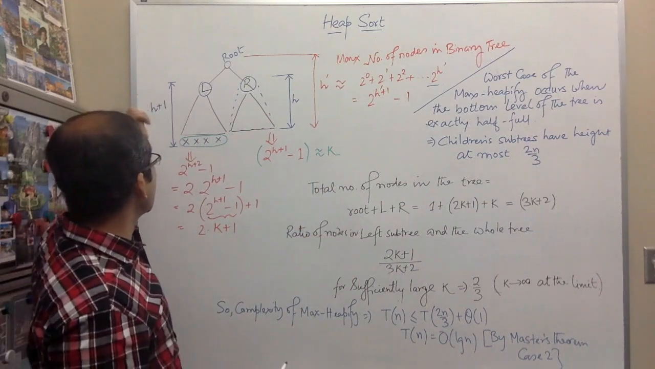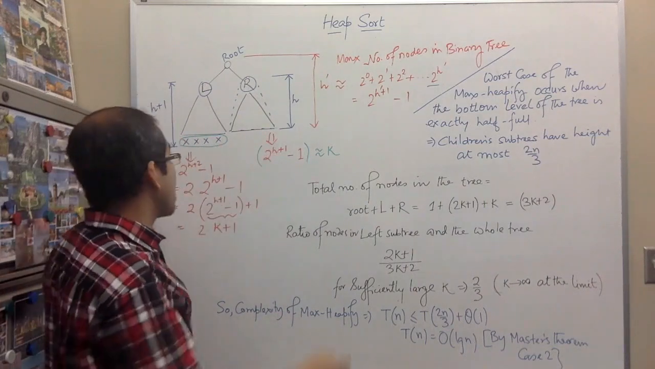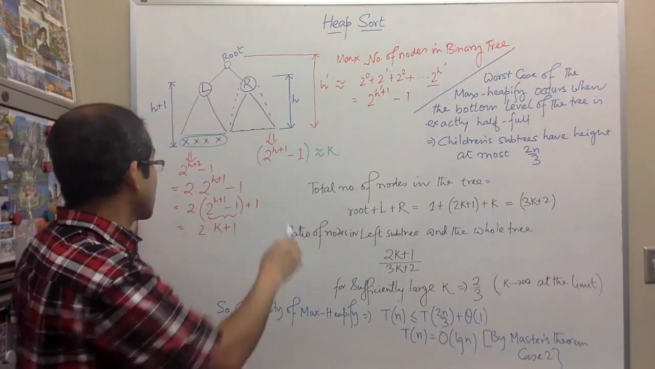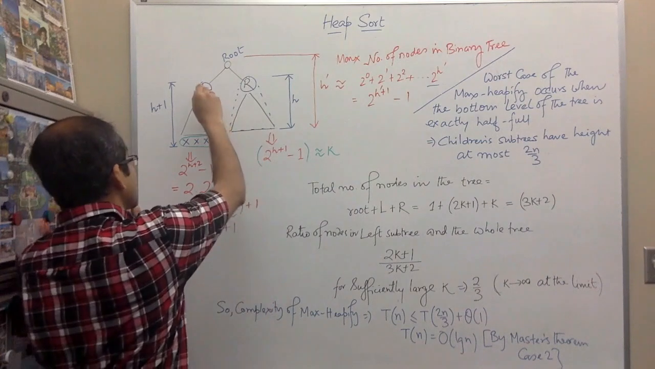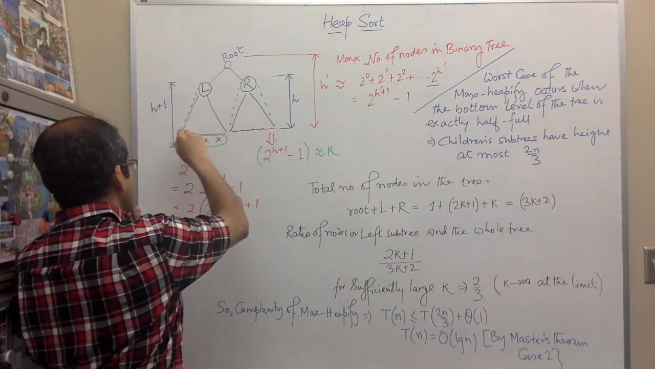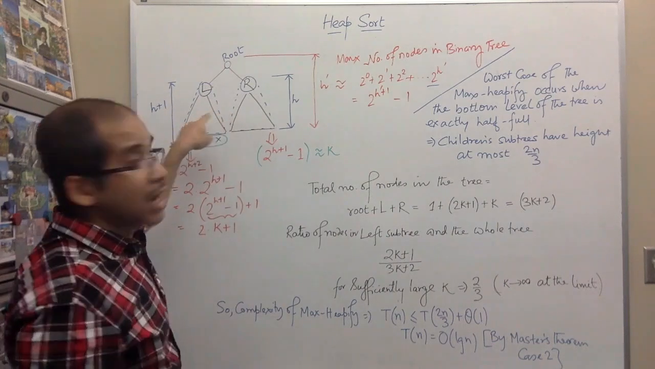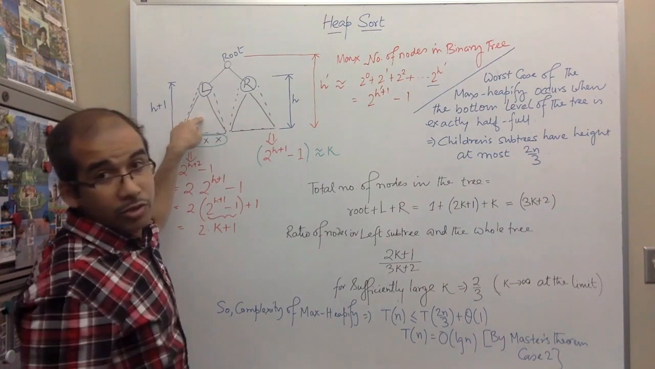Now you consider the left subtree. We said the bottom level of the tree is exactly half full. So the left subtree's bottom level is full, while the right subtree does not have any node in the bottom level. So consider the left subtree. If we consider up to here, this is actually the same as the right subtree. So if there are k nodes here, there are k nodes here also.